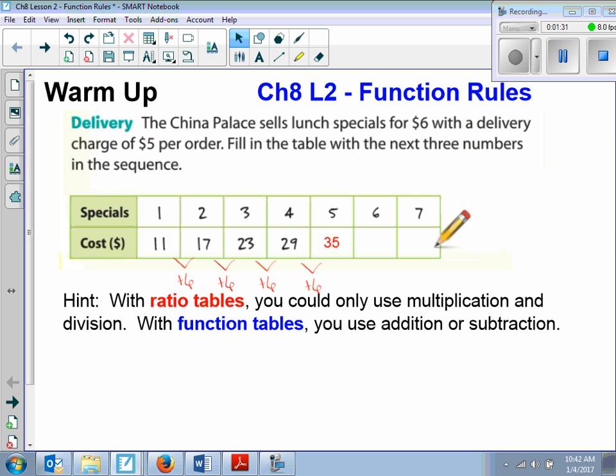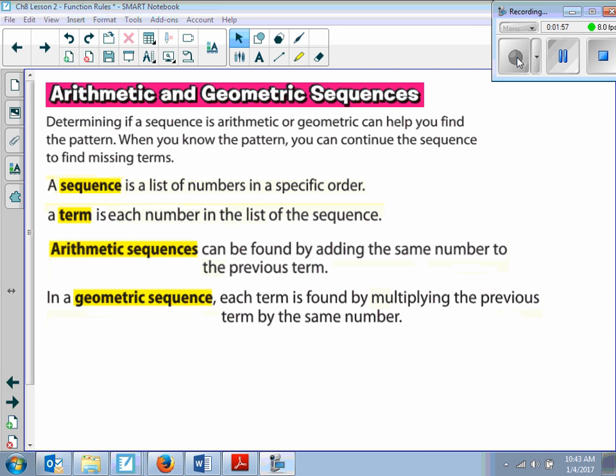35. Very good. And then we're going to add 6 again for the next term. So, 35 plus 6 is 41. And then we'll add 6 again for the next term. So, 41 plus 6 is 47. Is everybody clear? So the first thing we're going to look at is arithmetic and geometric sequences.